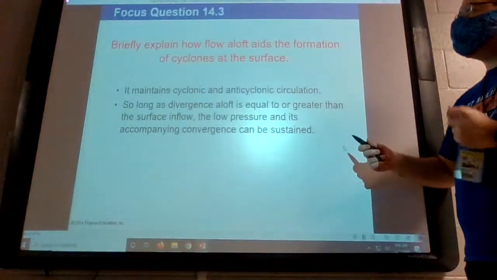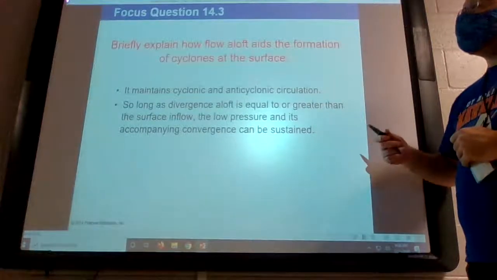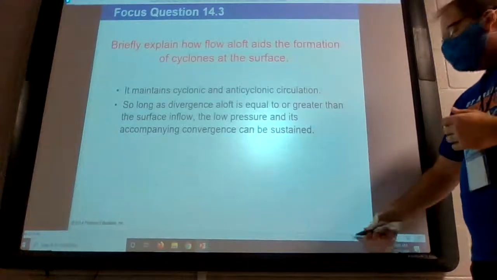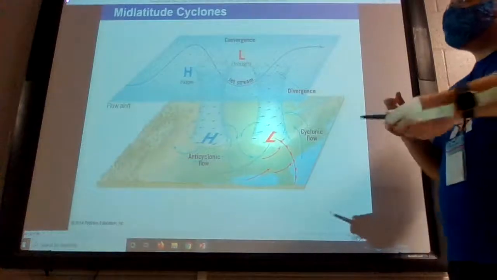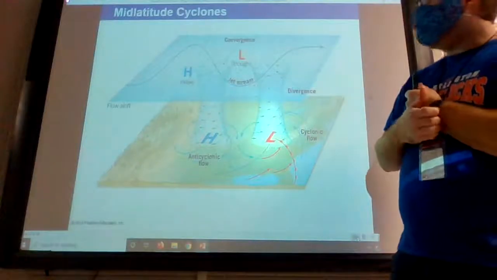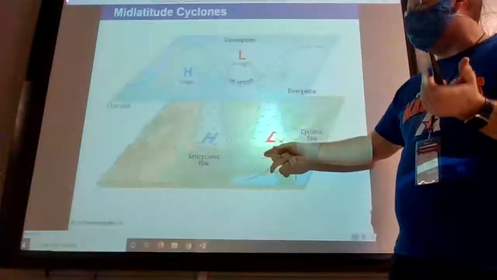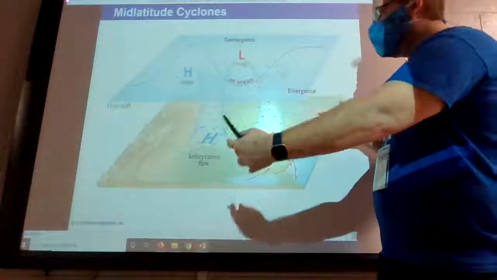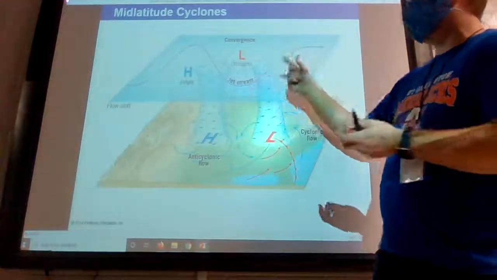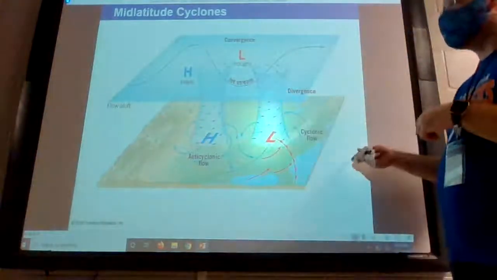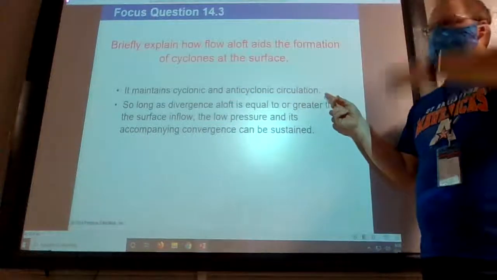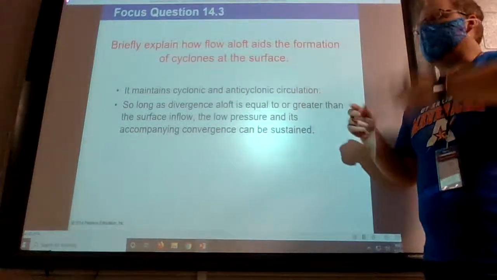Explain briefly how flow aloft aids the formation of cyclones at the surface. So as you're, well, let's see, what are they talking about here? Oh, your jet stream is going to bring air along this direction. What's happening at the top is the opposite of what's happening at the surface. Where your low pressure brings air in, it's going to come up and expand at the surface. It's going to diverge at the surface and converge above the high pressure system. So it basically maintains this whole circulation between your high and low pressure and your cyclone and anticyclone.